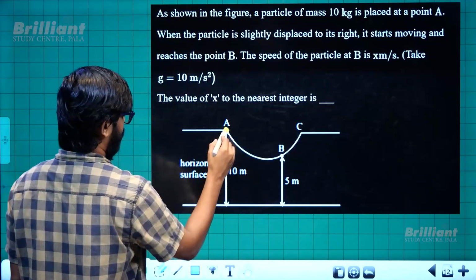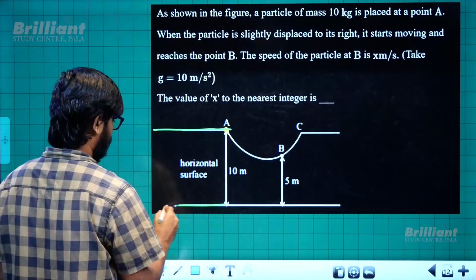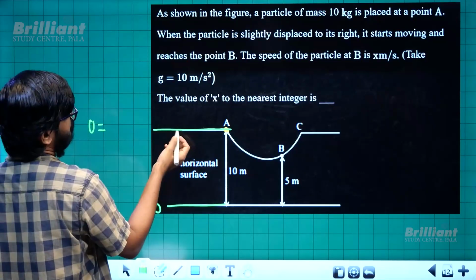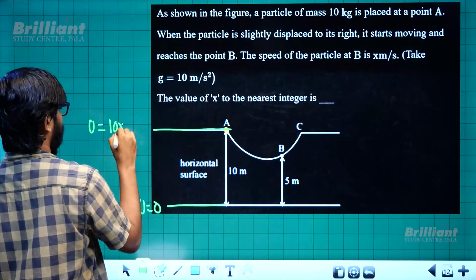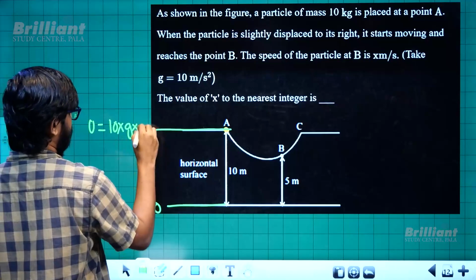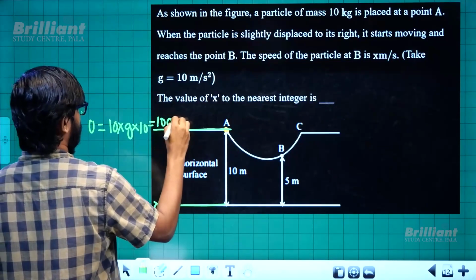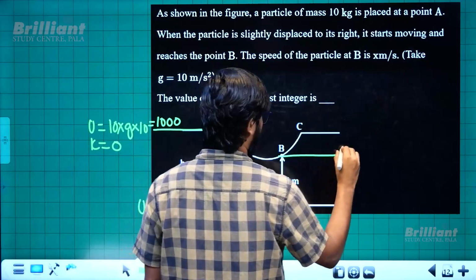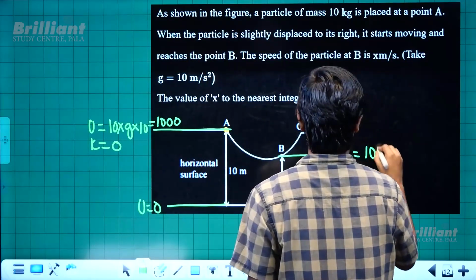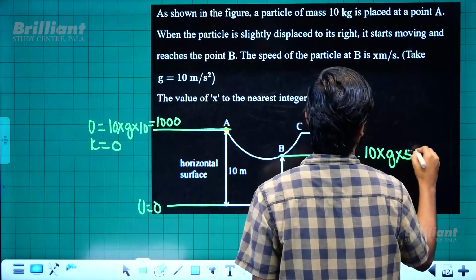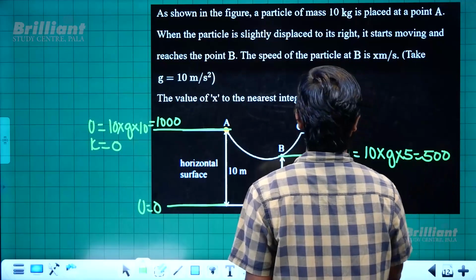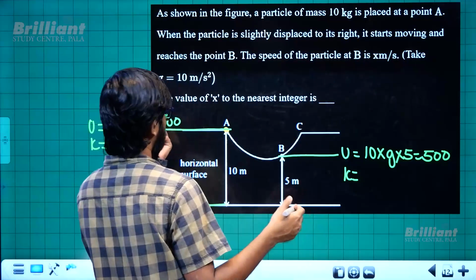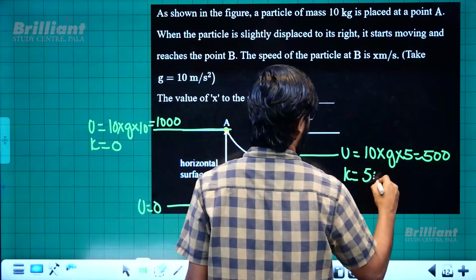So what I will be doing, I will be taking this as the potential energy reference, which is 0. So this potential energy is mgh, which is 10 g. H is 10, so potential energy is 1000. What is the kinetic energy? 0. Now when it reaches here, what is the potential energy? mgh, which is 500. So kinetic energy is going to be, total energy must be 1000, right? So if this is 500, then kinetic energy will be 500.